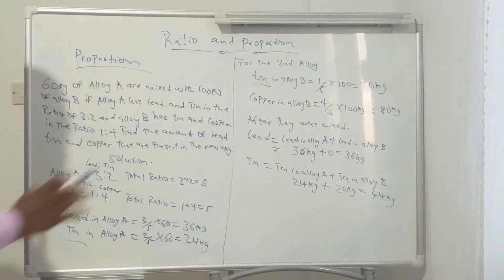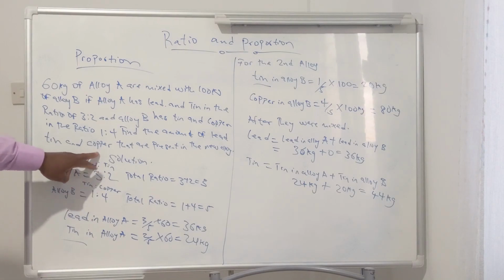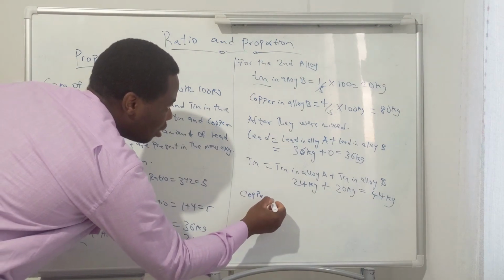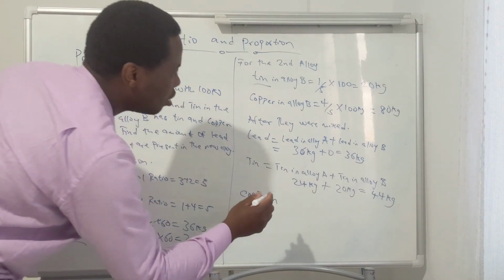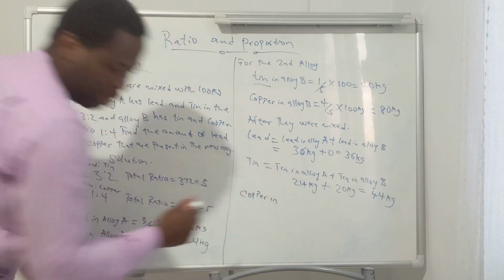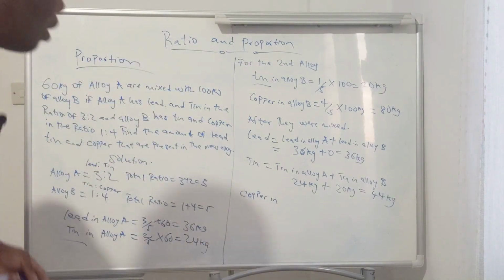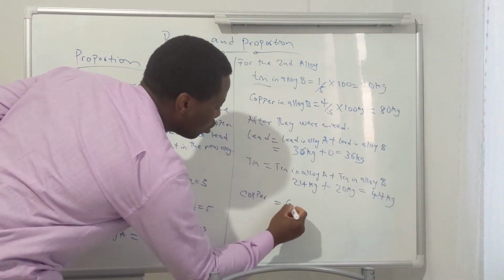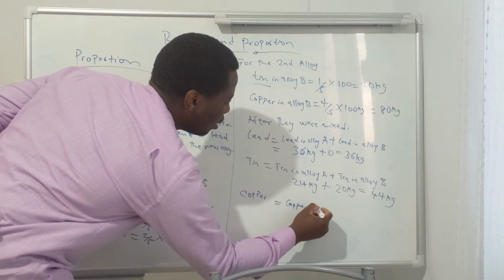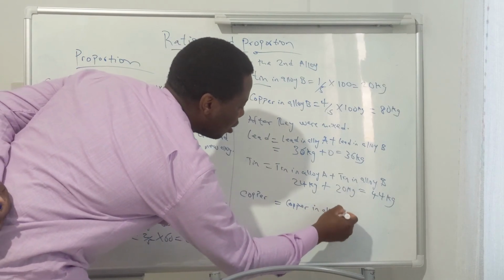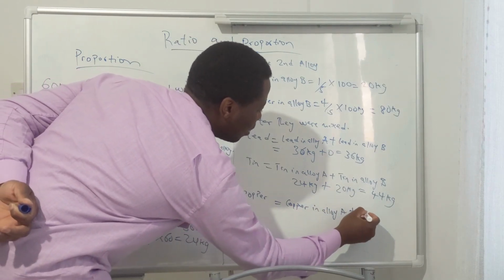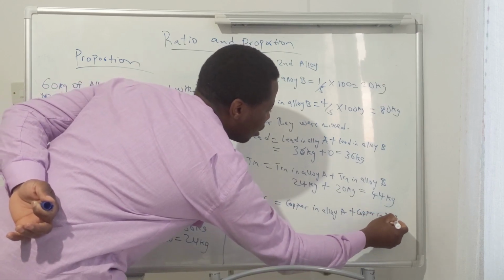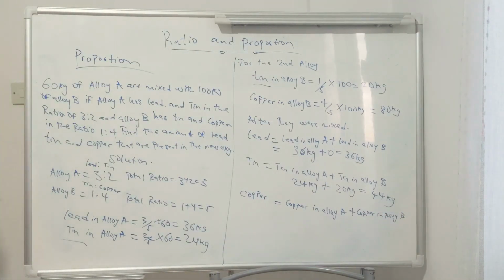Now, they say, what is the percentage of copper in the new alloy? So we're going to say the amount of copper in the new alloy is equal to copper in alloy A plus copper in alloy B. I hope that's visible.